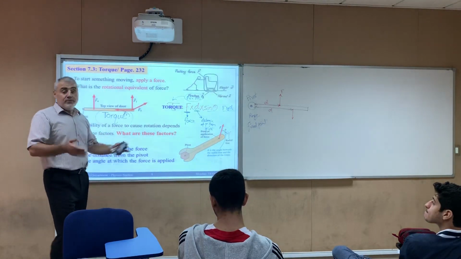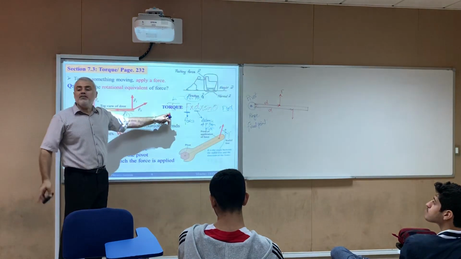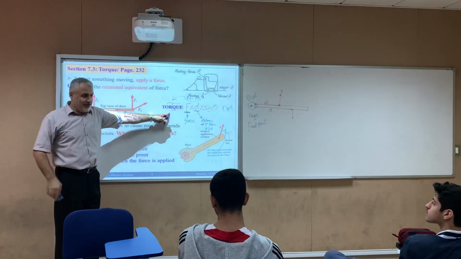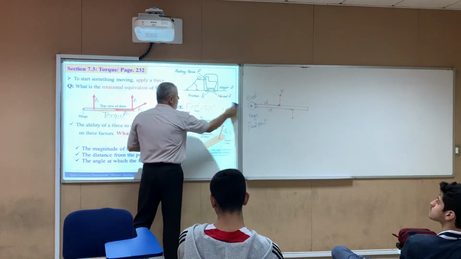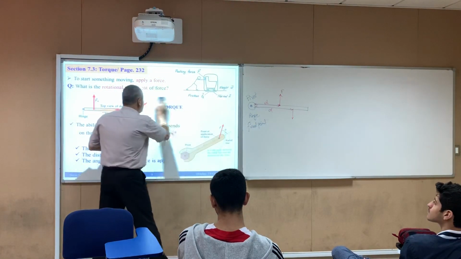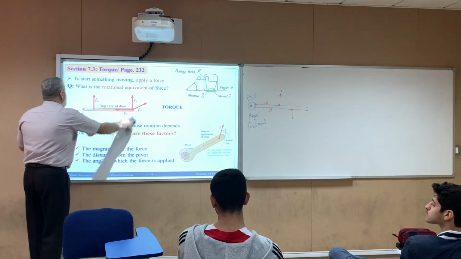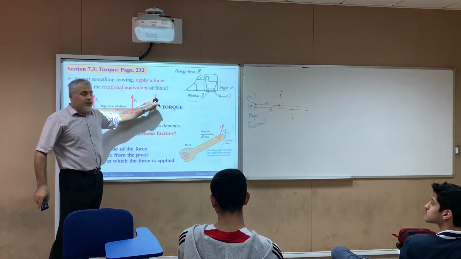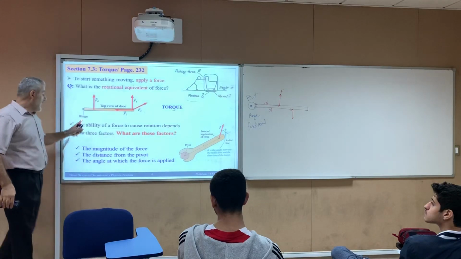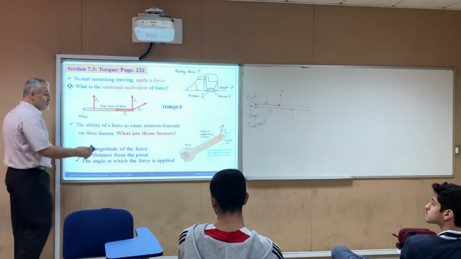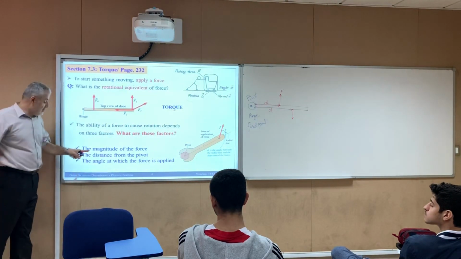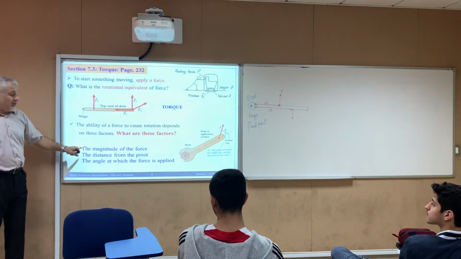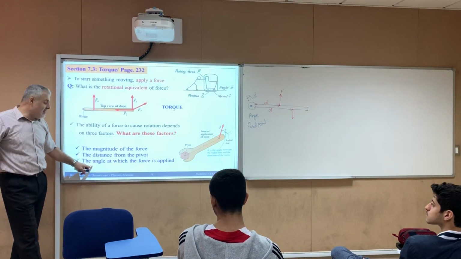Either translational, or rotational. Now the torque is simply the rotational effect of the force. Now let's see what is given here. What is the rotational equivalent of the force? It is the torque. The ability of the force to cause rotation depends on three factors: the force, gentlemen, the distance from the pivot, and the angle.